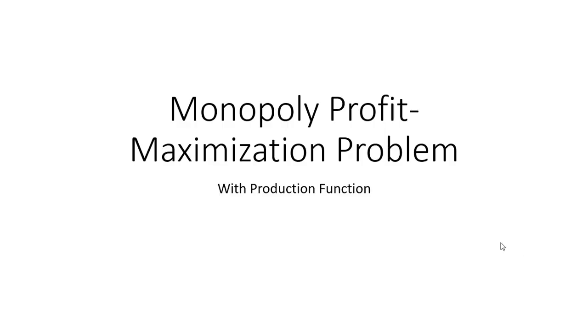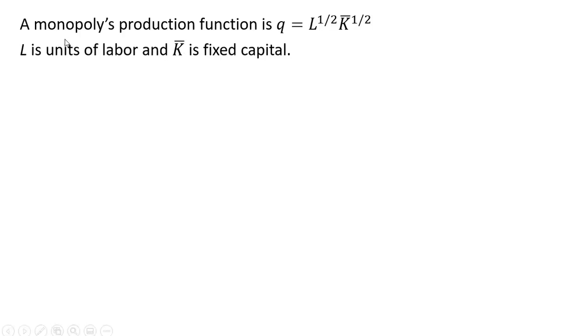In this video, we're going to do a monopoly profit maximization problem when dealing with a production function. So here's our setup. A monopoly's production function is given by the following. L is units of labor, and K bar is a fixed level of capital. The inverse market demand facing this monopolist is P equals 50 minus BQ.